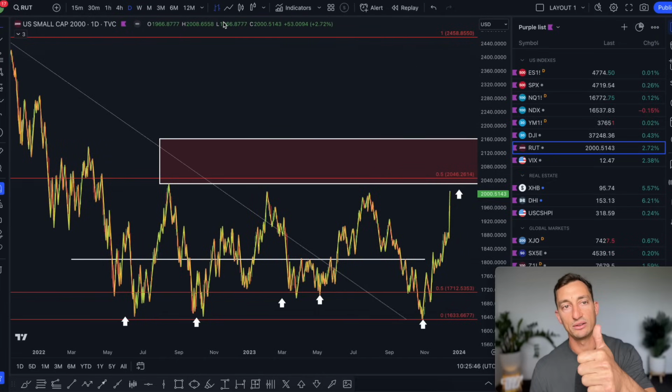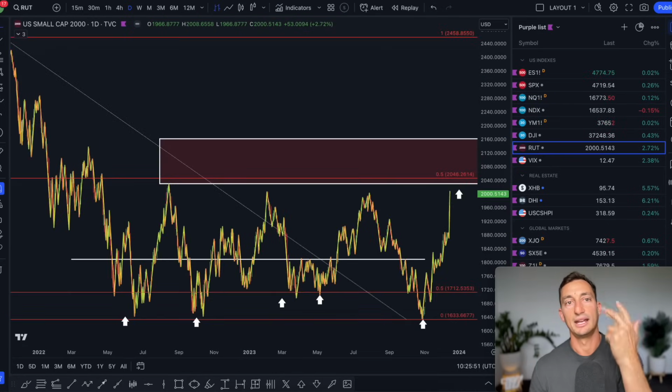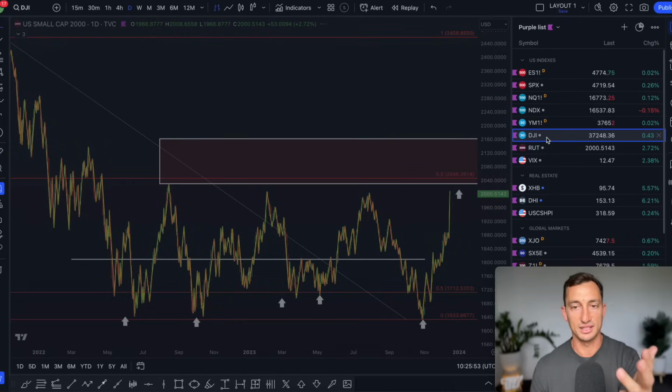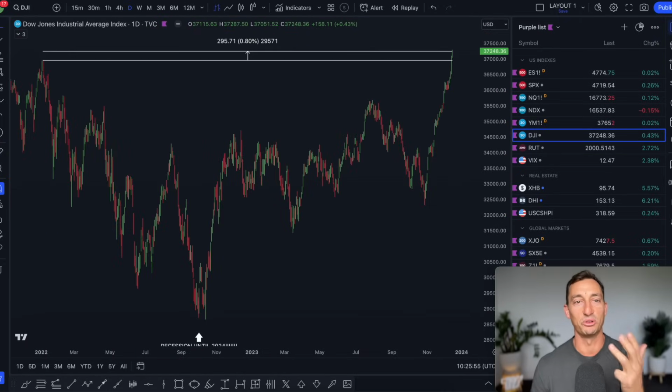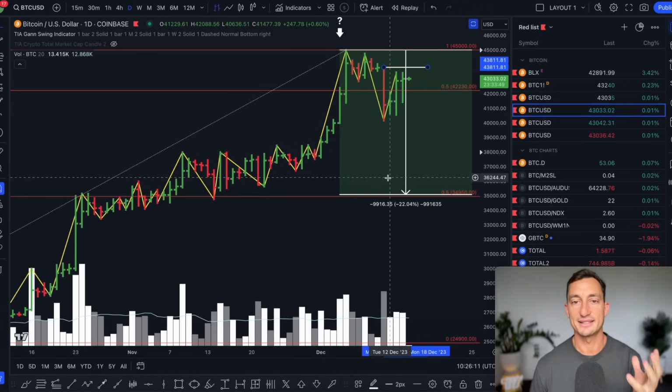So we're seeing rises in each of the markets. S&P, NASDAQ, even the Russell 2000, even the Dow Jones has been trading at new all-time high prices. Let's get on to Bitcoin and cryptos. And this is where it starts to get interesting.